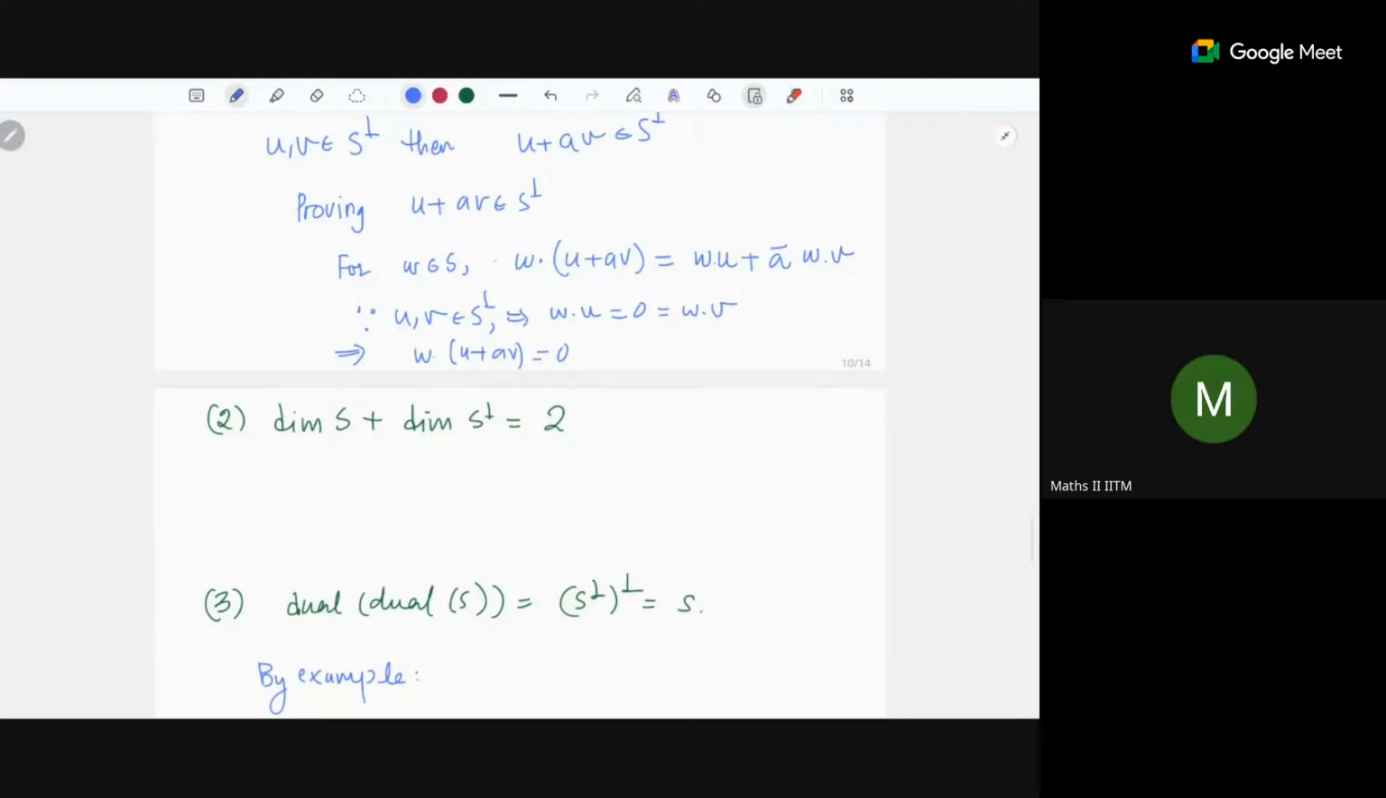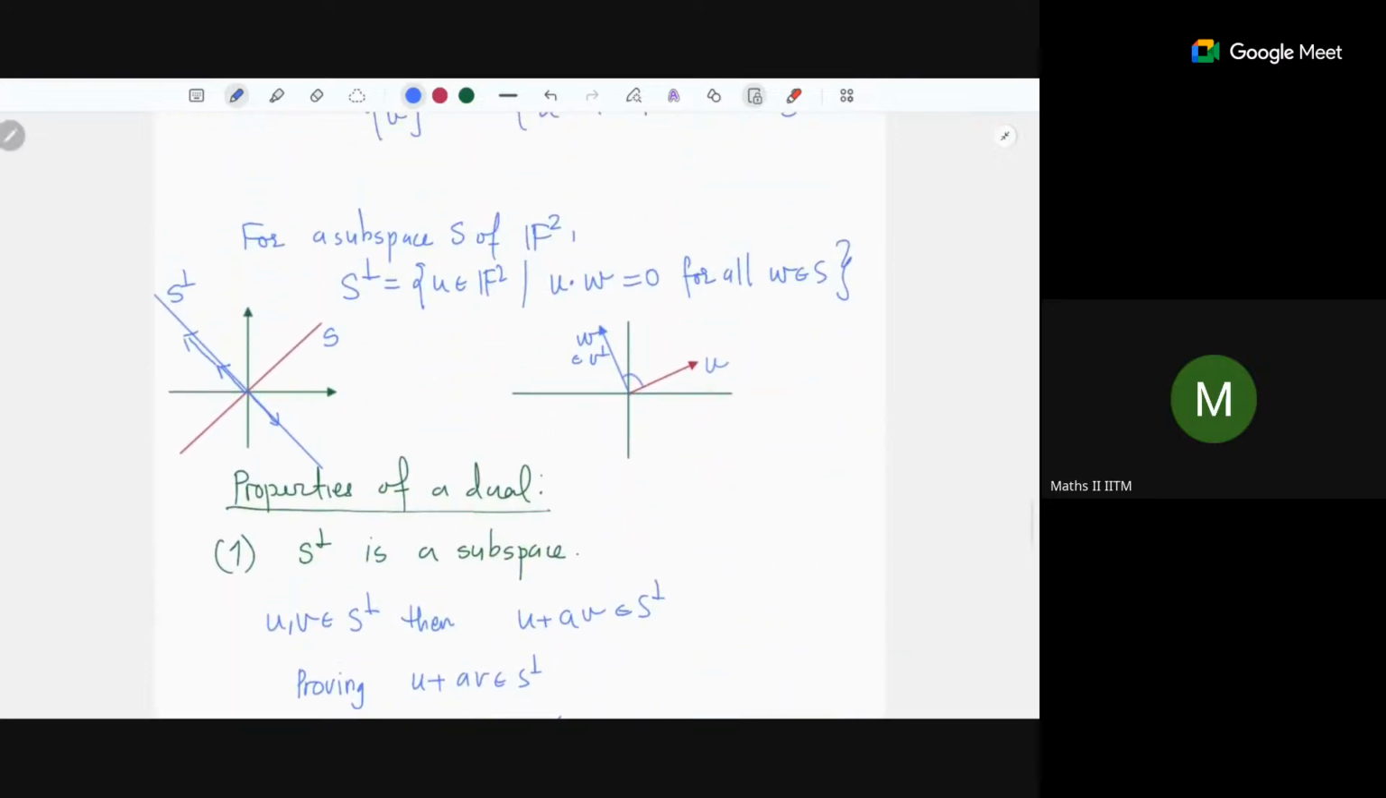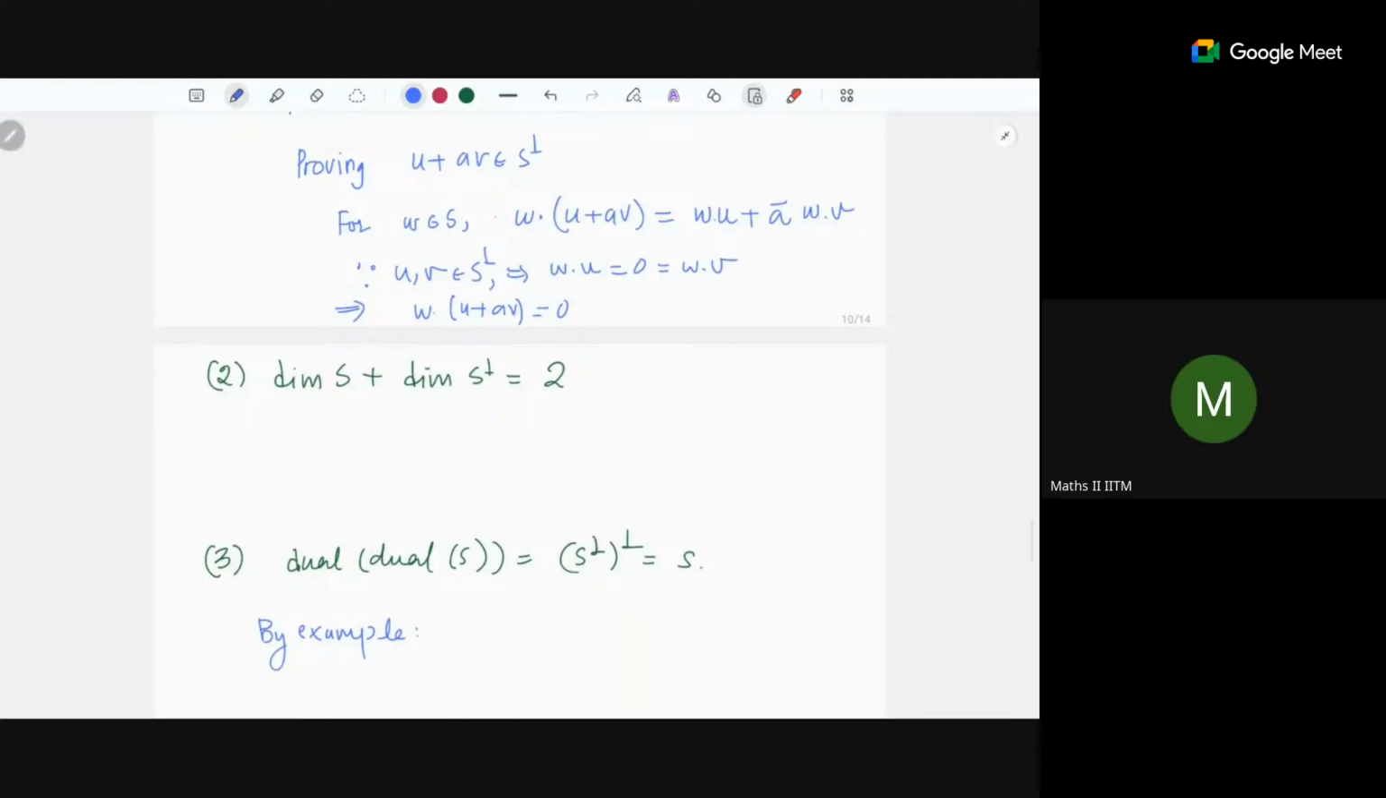Now, the second thing is that dimension of S plus dimension of S perp is 2. Why is that so? If S is a line, that means it is spanned by one vector, and S perp will have another vector which is orthogonal to S. Now you have two vectors which are orthogonal to each other, so they will span the whole vector space C2. So their dimensions add up to 2. Similarly, if S is the whole plane, then S perp will be the zero vector. So again it is satisfied.